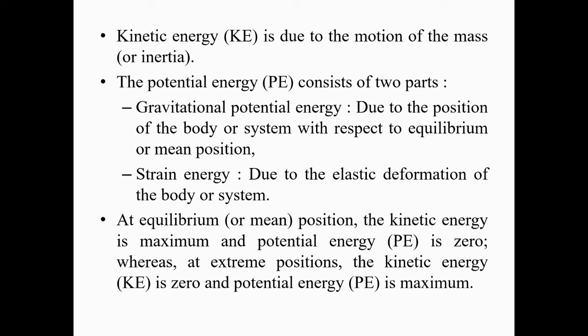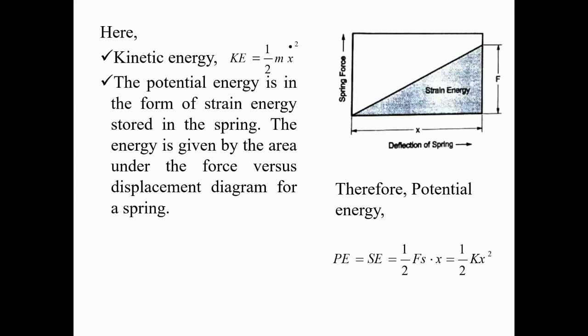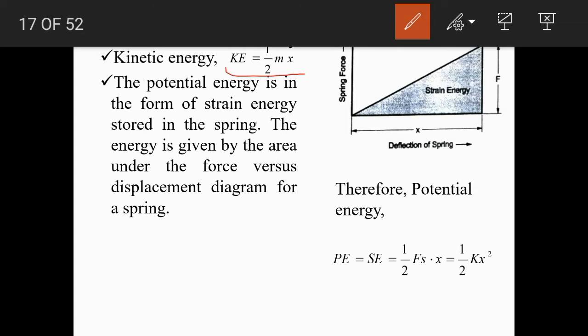So in present case of simple spring mass system, the potential energy is in the form of strain energy. So we need to find out strain energy. While gravitational potential energy plays a role in simple pendulum that we are going to discuss later. We already know the equation of kinetic energy, that is 1/2 mv square. Here v is nothing but x dot. x dot is first order differential of linear displacement with respect to time, and that is nothing but the velocity. So we can get the kinetic energy from this equation.